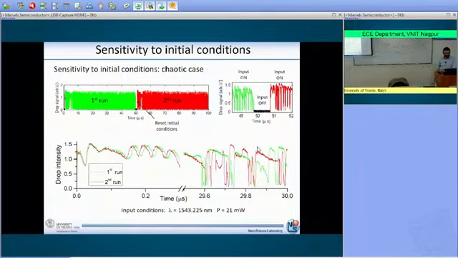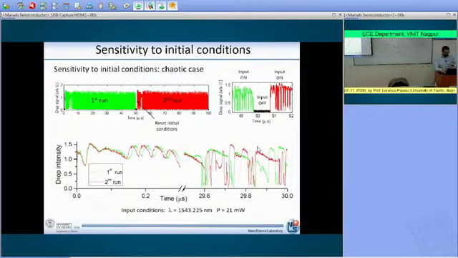The situation is different in the chaotic case. In a chaotic case, what you see after a while, when the system becomes stationary, is that the two evolutions are completely different. So this is the green line and this is the red line. They are very different. And so indeed, we are really in a situation where we have chaos.